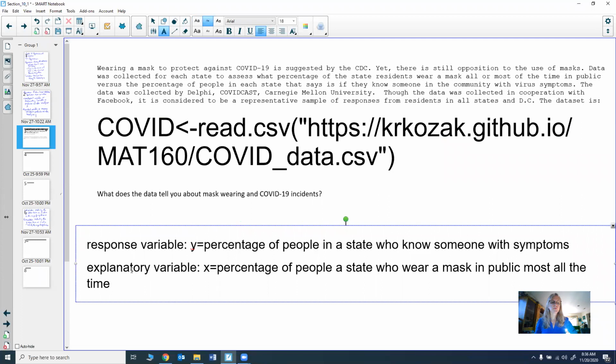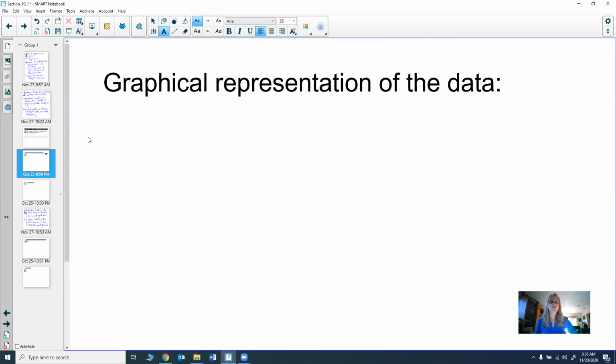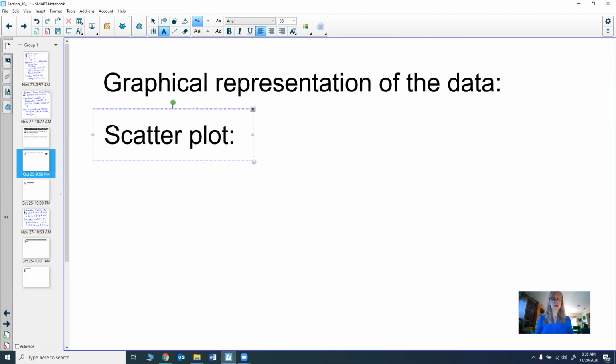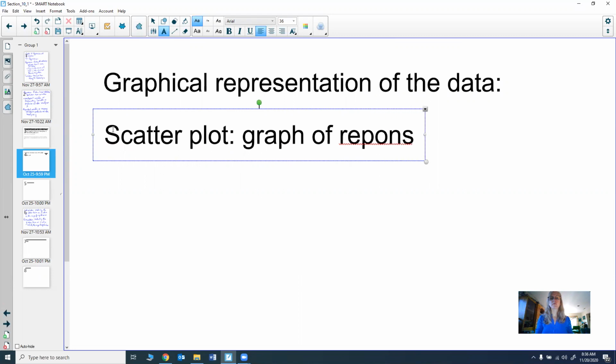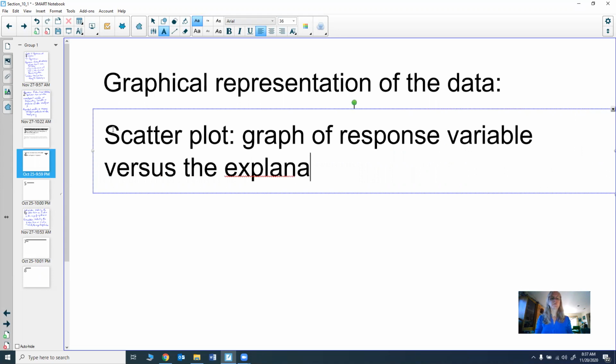So we now have a response variable. We have our explanatory variable. There are other possibilities for the explanatory variable. This is the one I'm looking at right now. You can have other examples. What I like to do is graph this data. When we do that, we use something called a scatter plot. And a scatter plot is where you graph the response variable versus the explanatory variable.